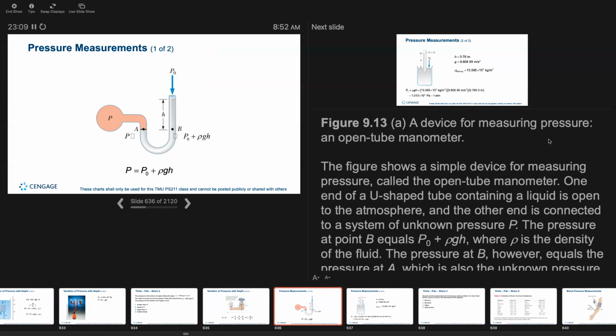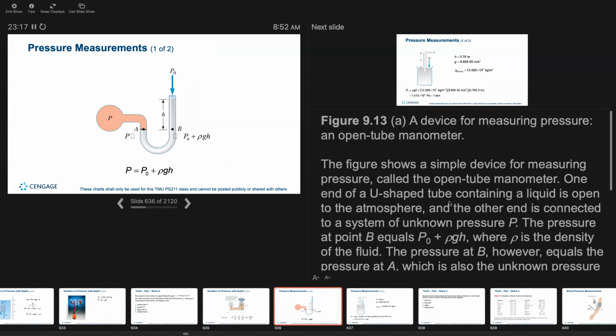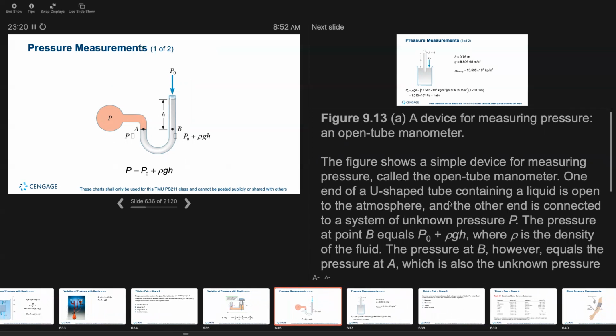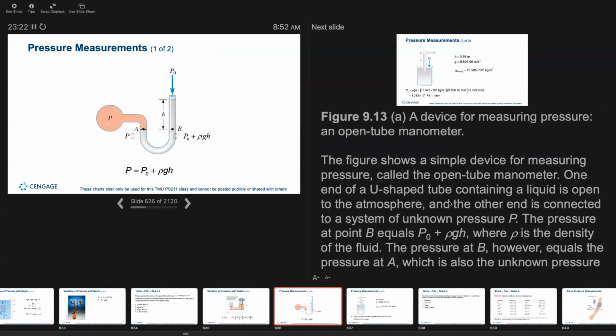So here we have a device for measuring pressure, an open tube manometer, and the figure shows a simple device for measuring pressure called the open tube manometer. One end of the U-shaped tube containing a liquid is open to the atmosphere, and the other end is connected to a system of unknown pressure.